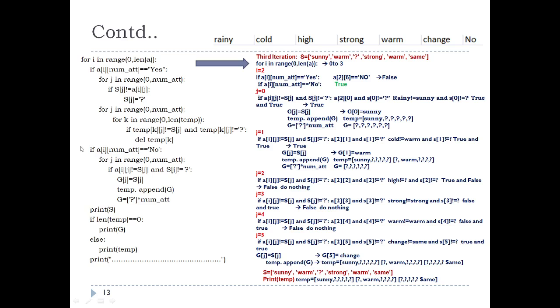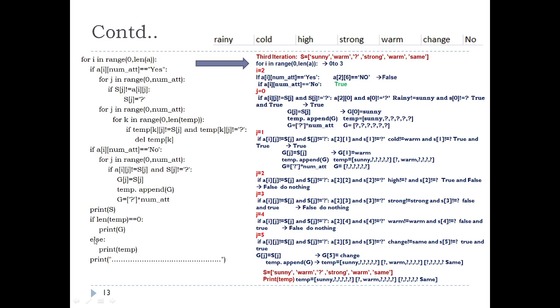After this we are going to print this. Once it is done, it will come out of this condition, then it will print the s value. The s value will be this, and the length of temp is not equal to 0.